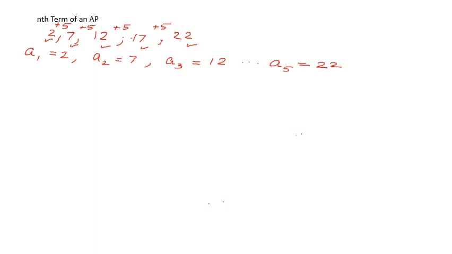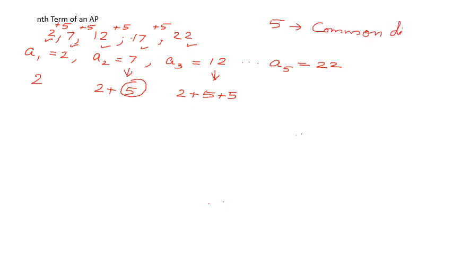Now, let me write here. The first term is 2. Second term is 7, which I can write as 2 plus 5. Third term is 12. How do I write it? 2 plus 5 plus 5. Is it clear? From where am I getting this 5? 5 is the common difference. Now when it comes to the fifth term, I am writing it as 2 plus 5 plus 5 plus 5.